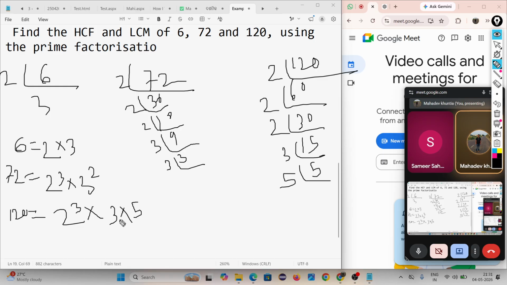First check the missing number. In all 3 cases 2 is there. In all 3 cases 3 is there. 5 is not; 5 is missing. So write down 5 raised to the power 0.